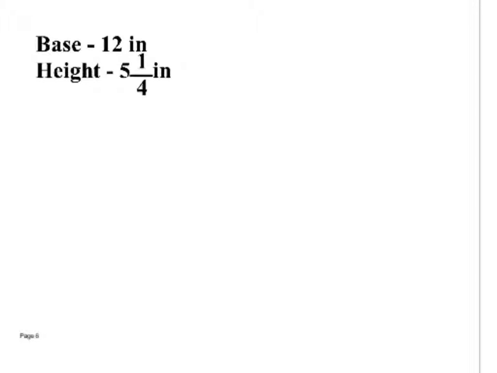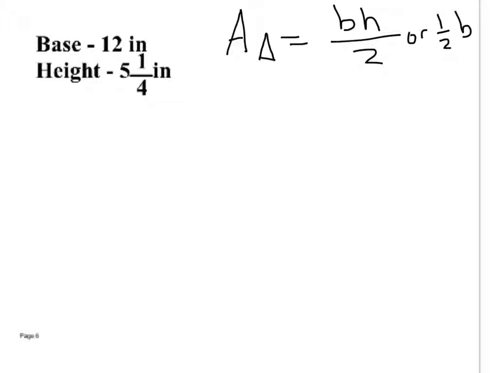Write this down. It says the base is 12 inches. It says the height is 5 1/4 inches. What do I need to find? Someone tell me. Triangle of what? The perimeter or area? Area. I need to find the area of a triangle, right? So first thing I do is I look up my formula. I find that it's base times height divided by 2, or 1/2 base times the height. They're the same thing. Timesing by half is the same thing as dividing by 2.